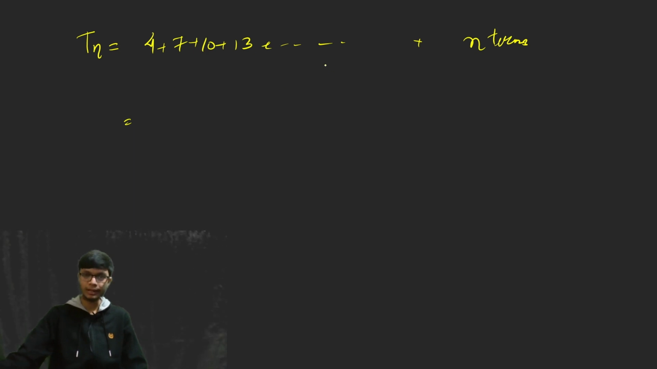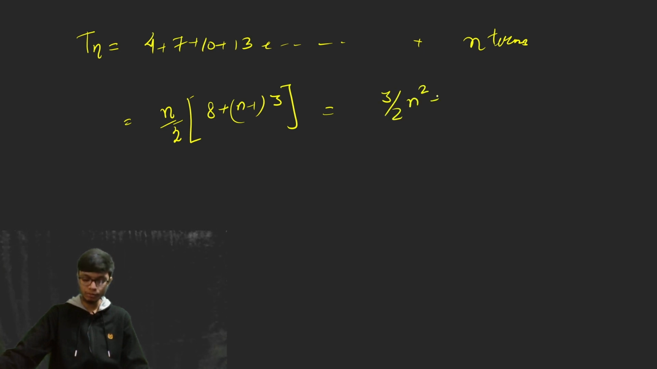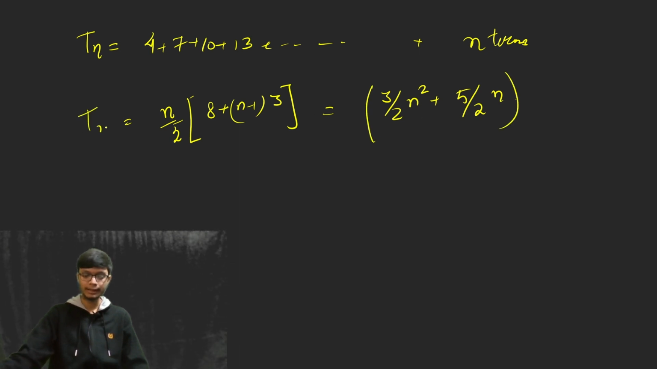With this you will get the Tn value equal to, so this is an AP, and the summation of n terms of an AP is equal to n by 2 into, the first term into 2, that is 8, plus n minus 1 into 3. Now if you solve this, you will get the result as 3 by 2 n square plus 5 by 2 n. So you will get the general term, the nth term, as 3 by 2 n square plus 5 by 2 n.